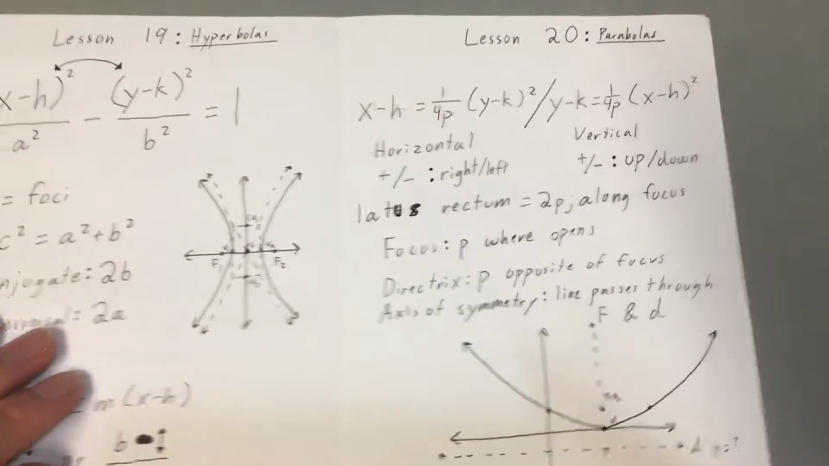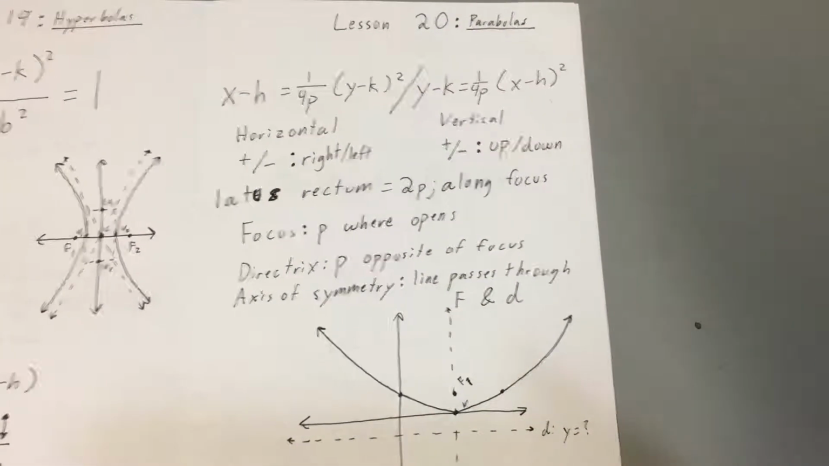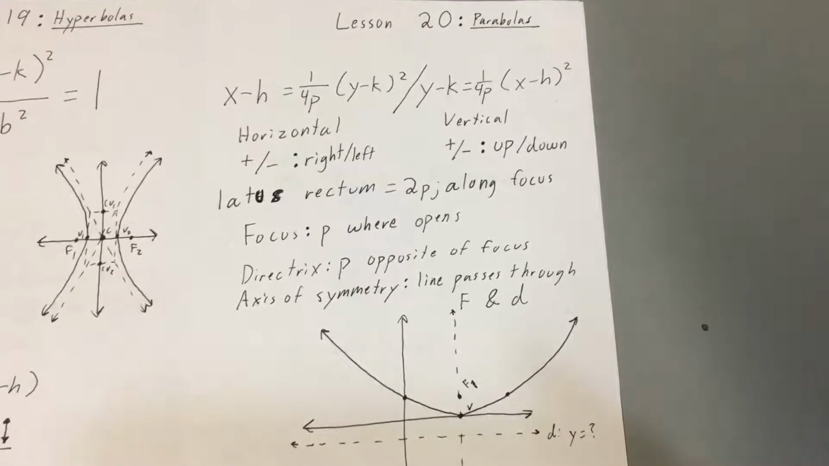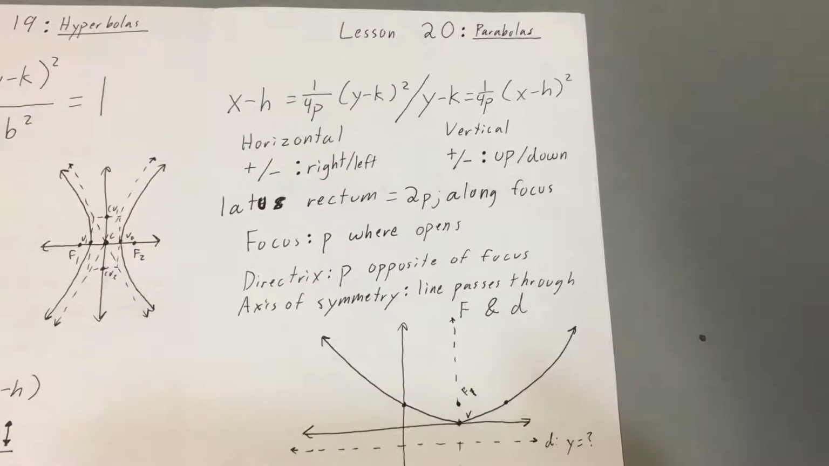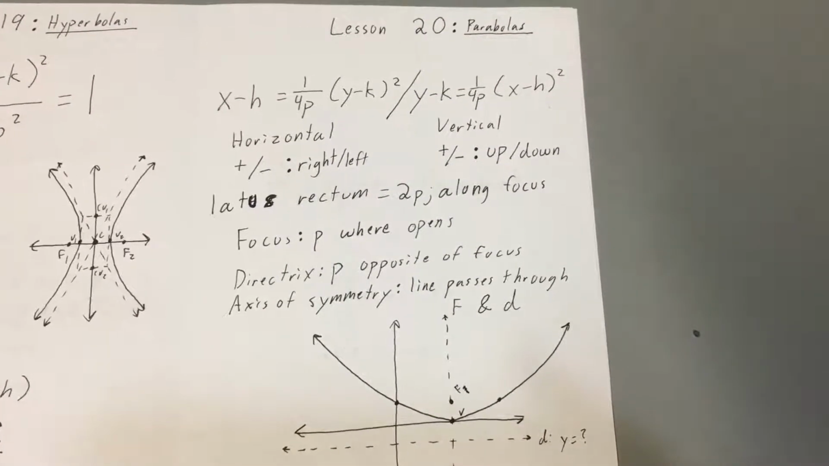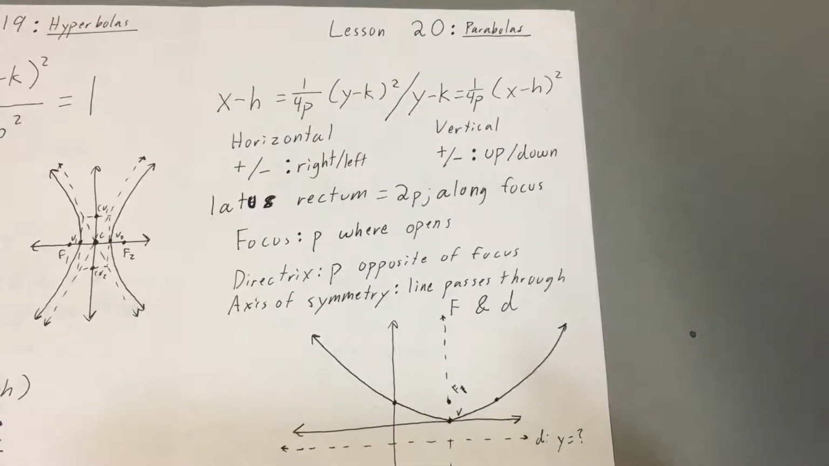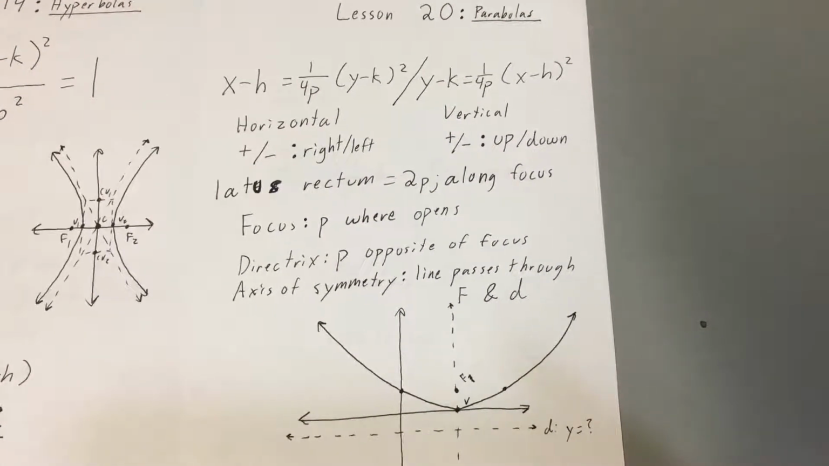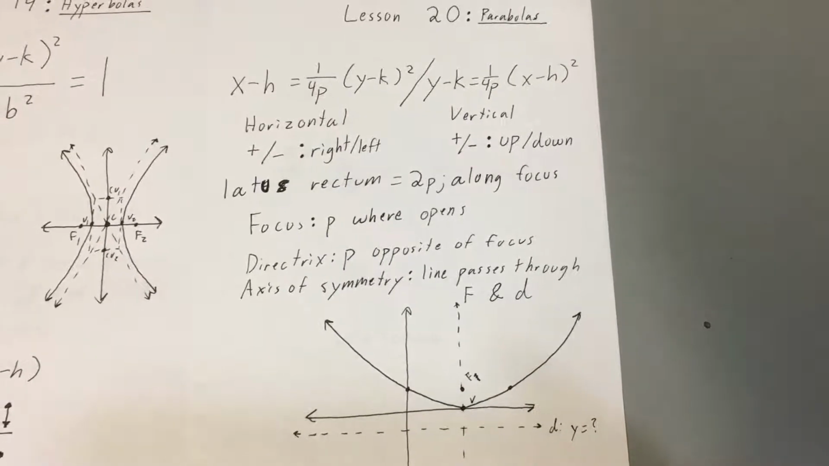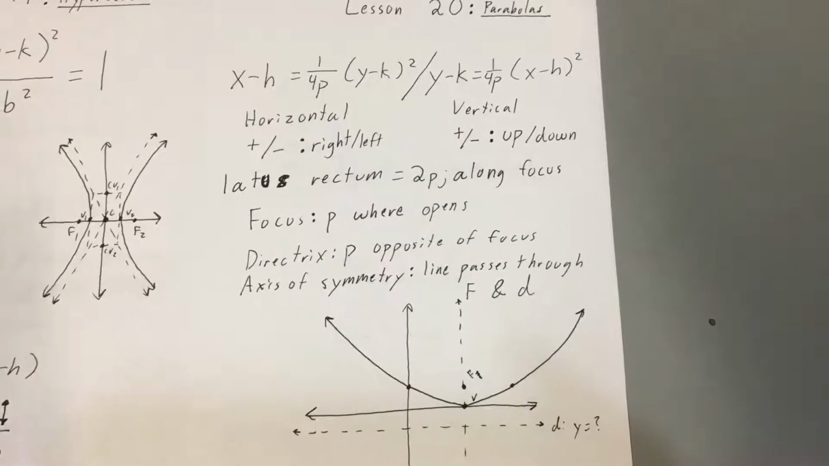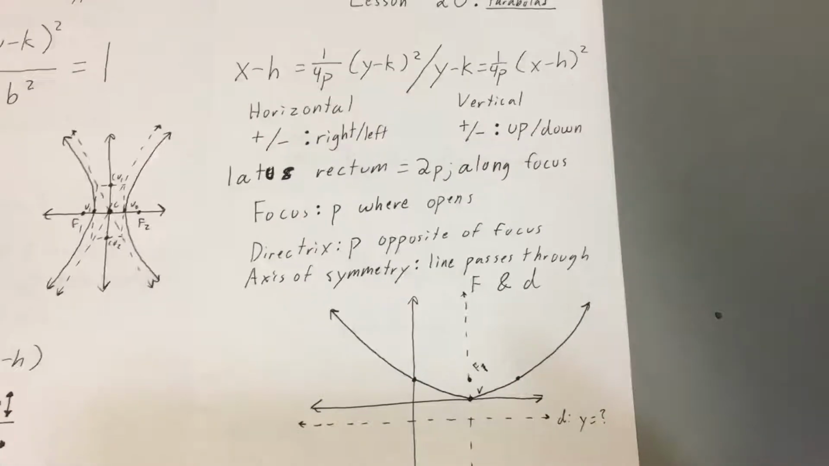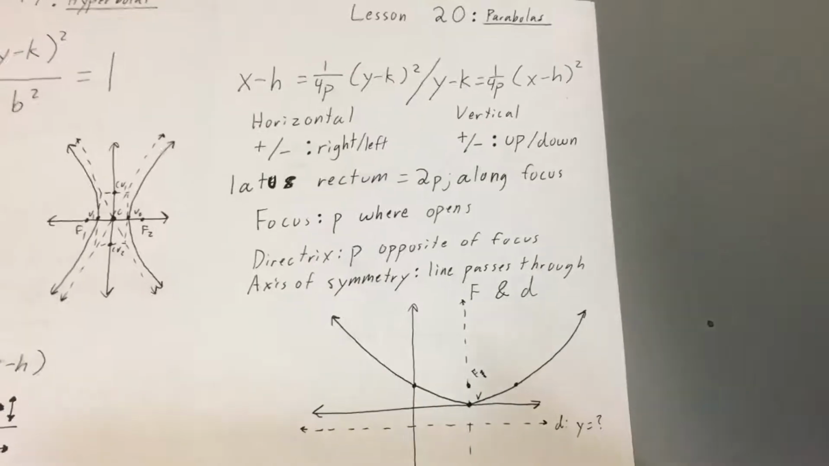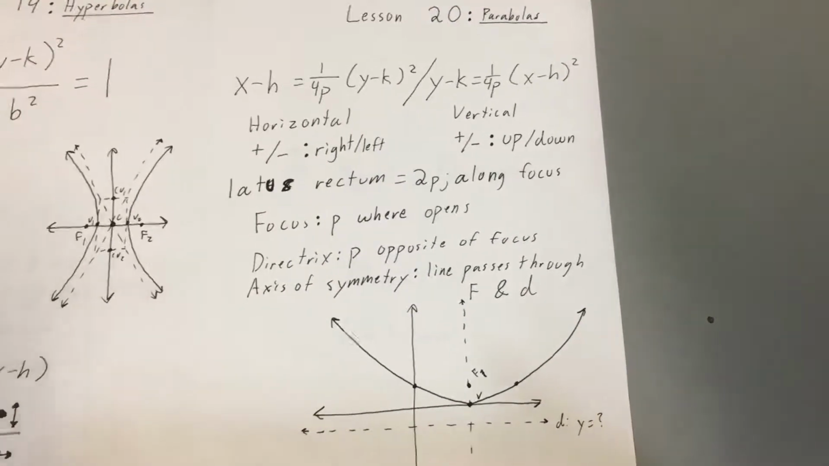Now, on to lesson 20, parabolas. Now we have two equations for parabolas. We have x - h = (1/4p)(y - k)², or y - k = (1/4p)(x - h)². Now, in this one, the x - h one is the horizontal, and y - k is vertical. If 1/4p is either positive or negative, it's going to open either right or left. Same with the vertical, either up or down.